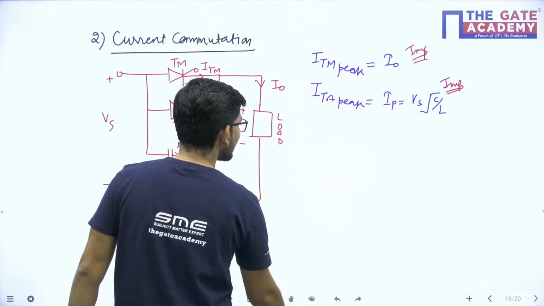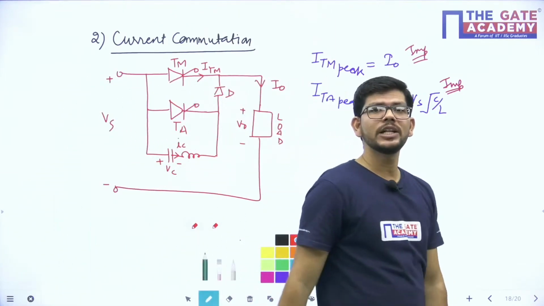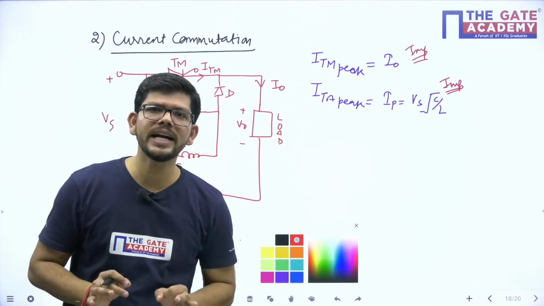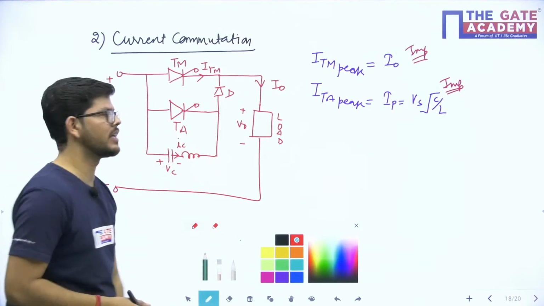Is that clear? Just give me a reply. Is that clear? These two formulas are very important. These two formulas are very important as far as the GATE exam is concerned regarding current commutation.